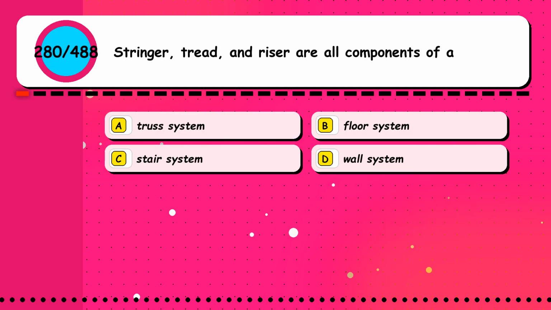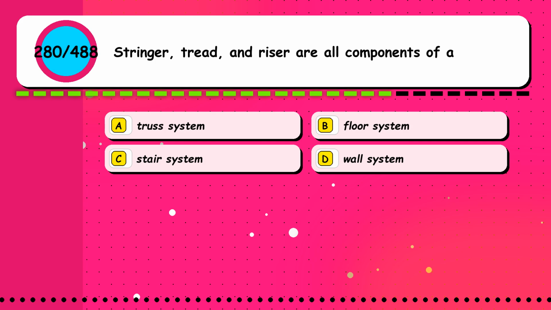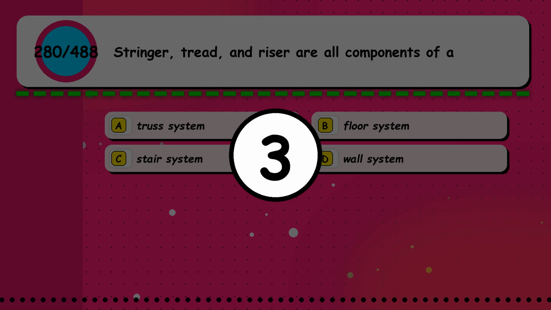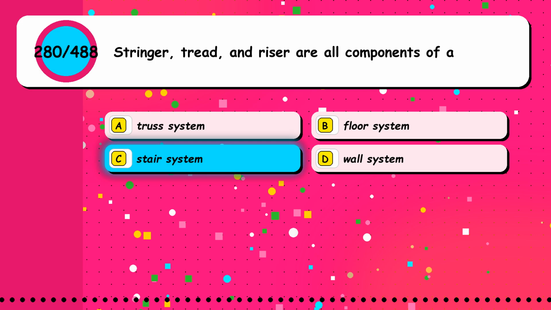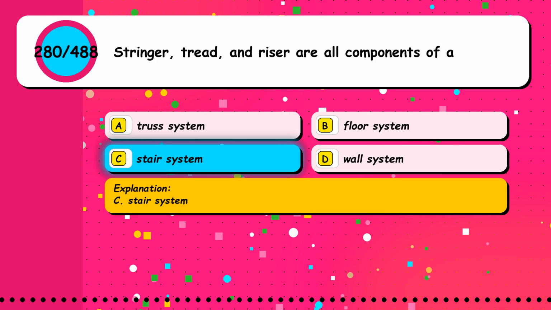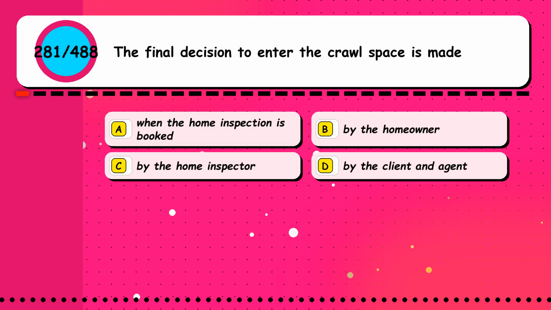Question 280. Stringer, tread, and riser are all components of a: option A, truss system, option B, floor system, option C, stair system, option D, wall system. The correct answer is option C, stair system.